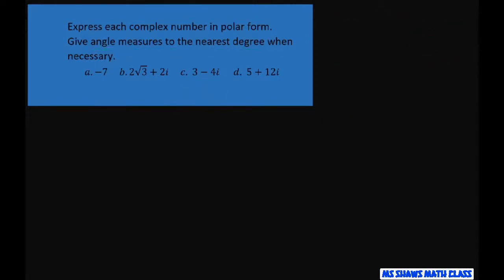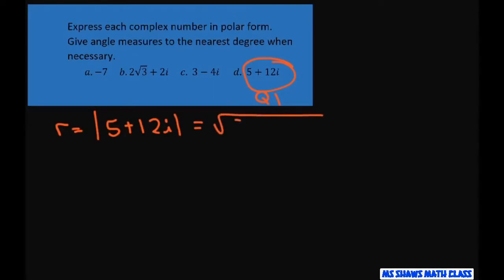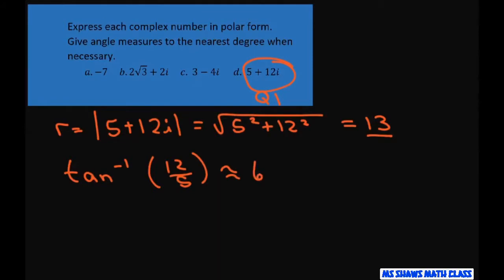And finally, the last one is going to be a little easier because we're in quadrant 1. So that one's going to be R equals the absolute value of 5 plus 12i, which equals the square root of 5 squared plus 12 squared, which equals 13. That's just one of your Pythagorean triples. Inverse tan of 12 divided by 5 is approximately 67 degrees, which is in quadrant 1. So we have 13 cis of 67 degrees.